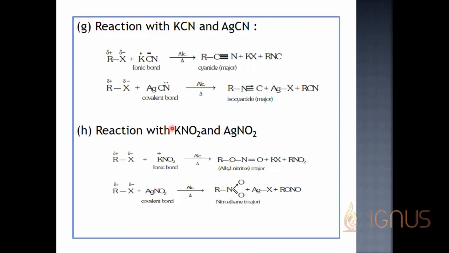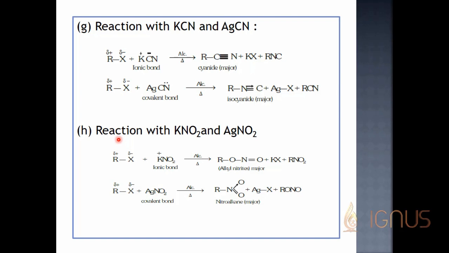Next, these are very important concepts many a time asked in CET and NEET. First, reaction with KCN and AgCN. Remember, when alkyl halides react with KCN, you will get alkyl cyanide as the major product. If you are treating alkyl halide with AgCN, then you will be getting isocyanide as the major product. Remember, isocyanide as the major.